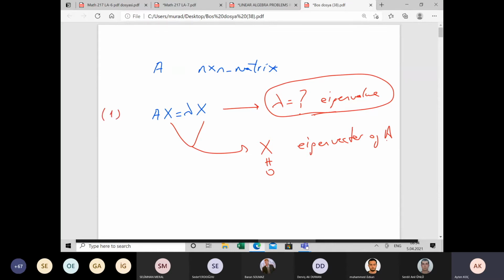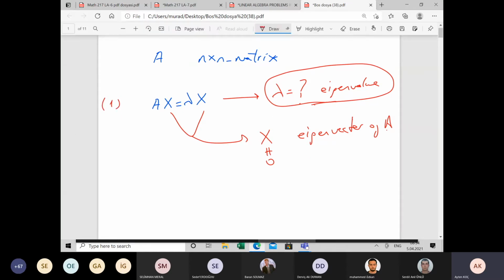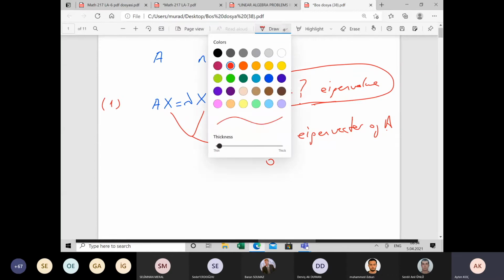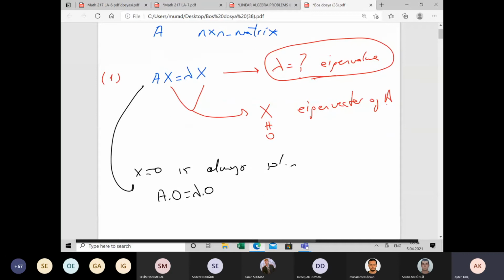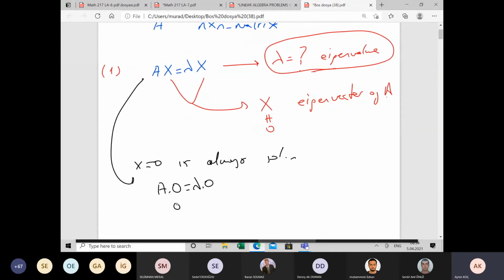Look at this equation. Our aim is to find x here. For example, x equals 0 is always a solution. Write the zero vector: lambda times 0 gives 0, so we obtain 0 equals 0. Yes, x equals 0 is always a solution, but our aim is to get a non-zero x. So how to find it?